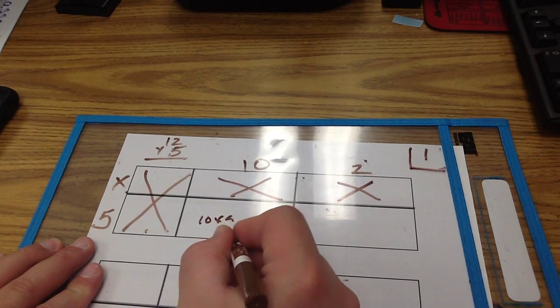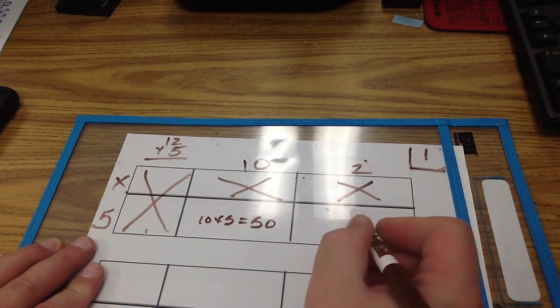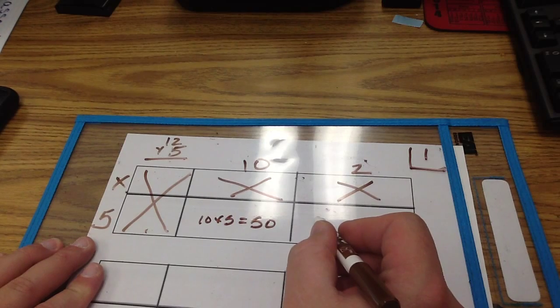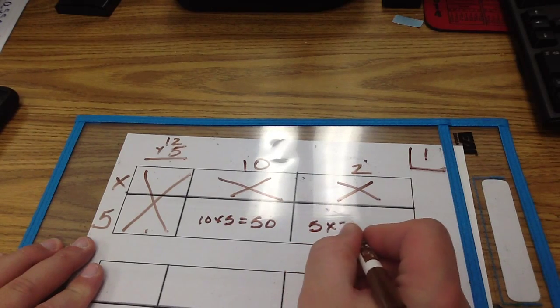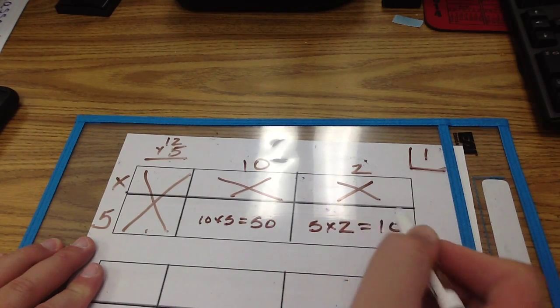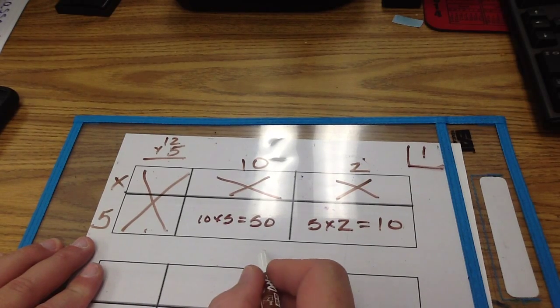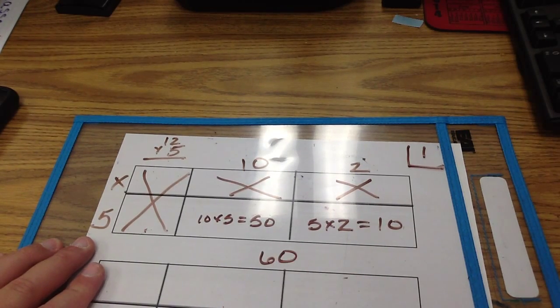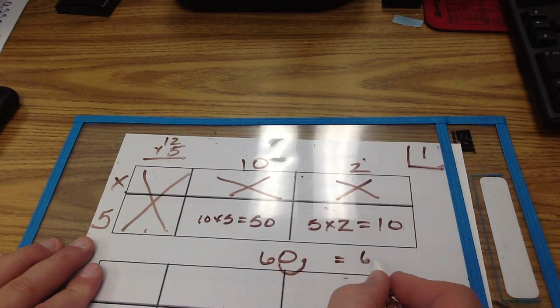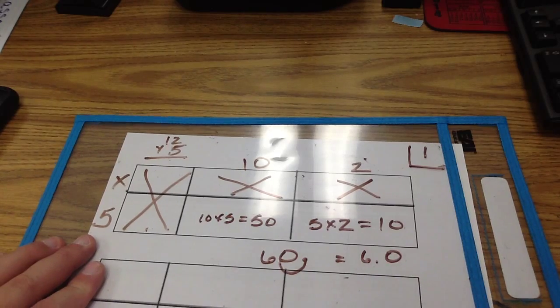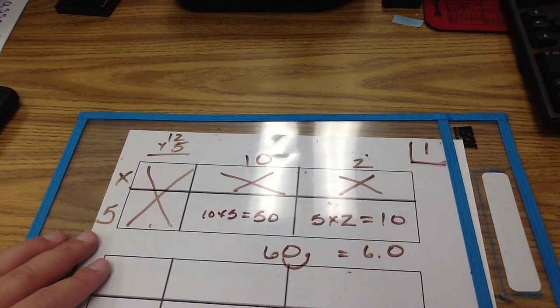10 multiplied by 5 is 50. And 5 multiplied by 2 is 10. I add those together. 50 plus 10 gives me 60. How many spots do I move over my decimal? It's right there. I moved over 1. So my answer is 6 and 0 tenths.